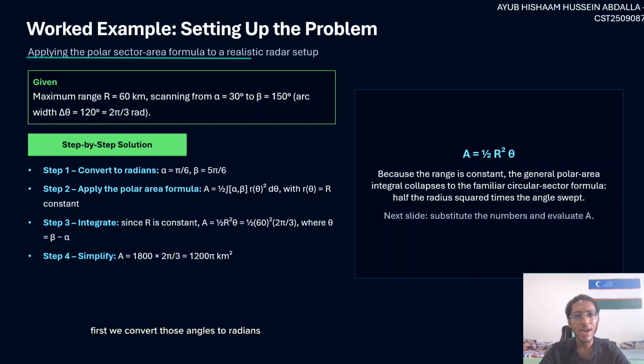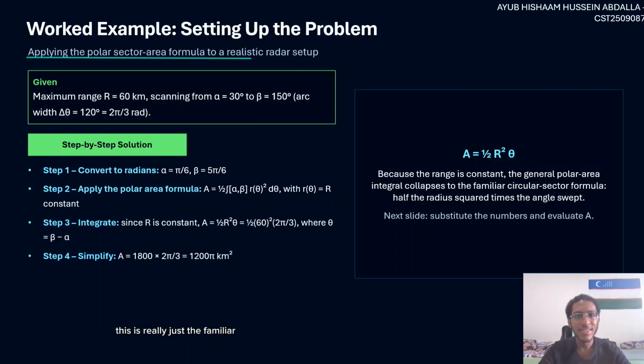First, we convert those angles to radians. Alpha is pi over 6, beta is 5 pi over 6. Next, we apply the general polar area formula, a half times the integral of r of theta squared d theta, where r of theta is just our constant range r. Since r doesn't change with angle, that integral collapses down to a much simpler formula. A equals a half r squared theta, where theta is just the angle swept, beta minus alpha.